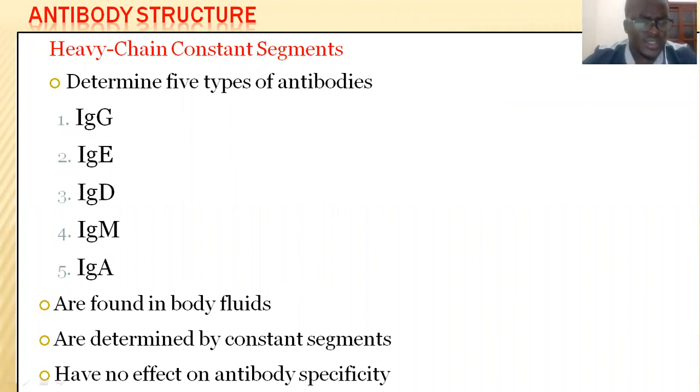Okay, so these antibodies are found in body fluids. Once they are produced by plasma cells, they'll be released into the body fluids. That's why they're part of humoral immunity. They are determined by the constant segment, like I said, and the constant segment has no effect on antibody specificity. So they are not specific for anything, but of course, they have a binding site for complement proteins and also macrophages. You need to know that.